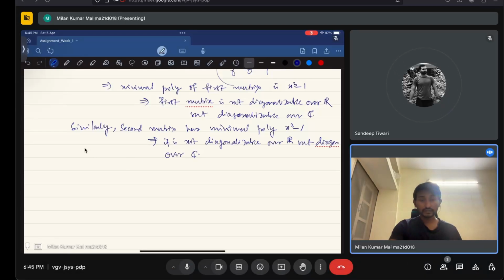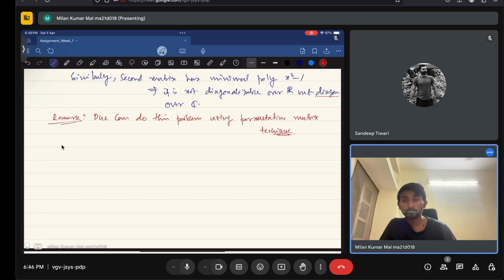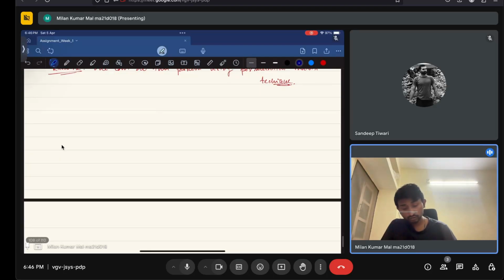As a remark, I am writing that one can do this problem using the permutation matrix technique, what I just said first. So let's go to the third problem.